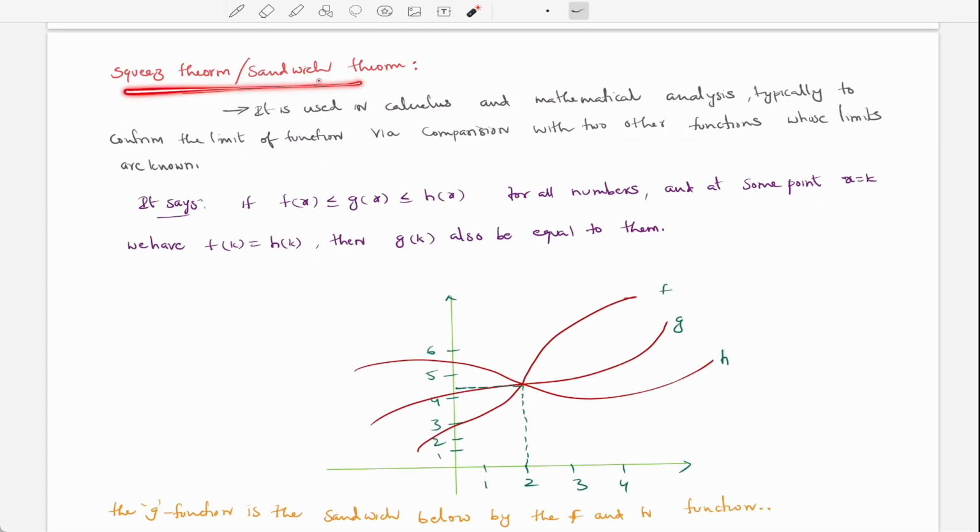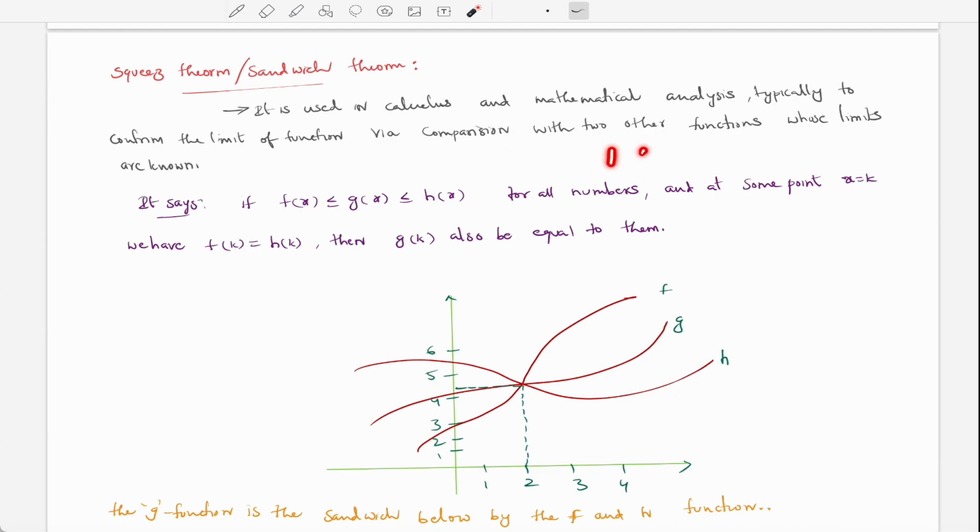Okay. So next we're going to discuss the squeeze theorem. What is the squeeze theorem? It is also called the sandwich theorem. It is used in calculus and mathematical analysis, typically to confirm the limit of a function via comparison of two other functions. If we have three functions, we typically confirm the limit by comparing these two functions.